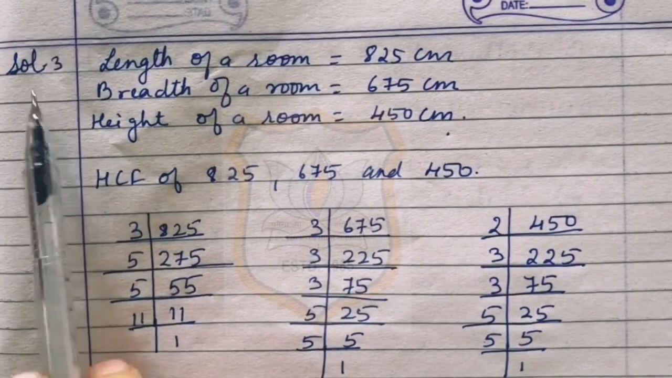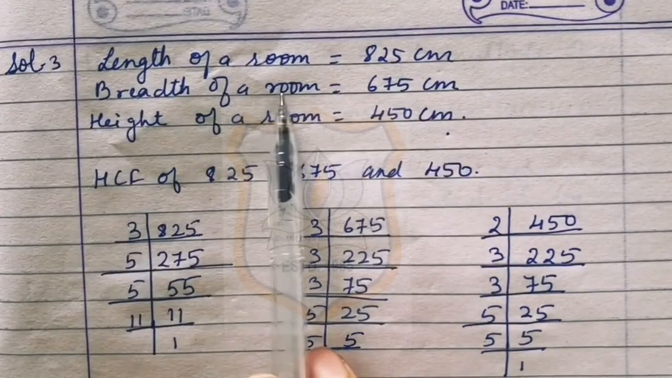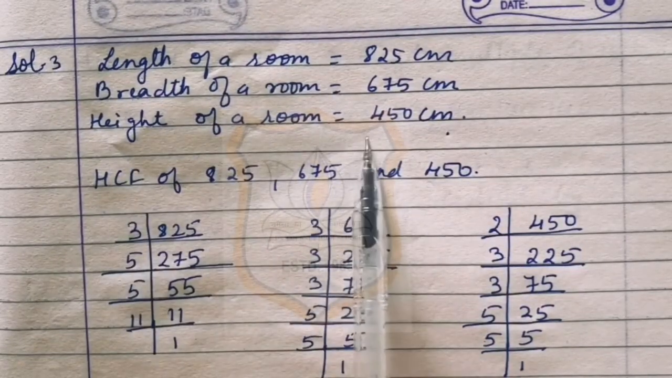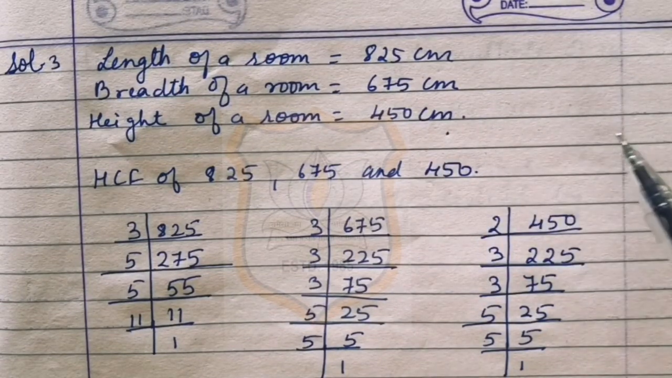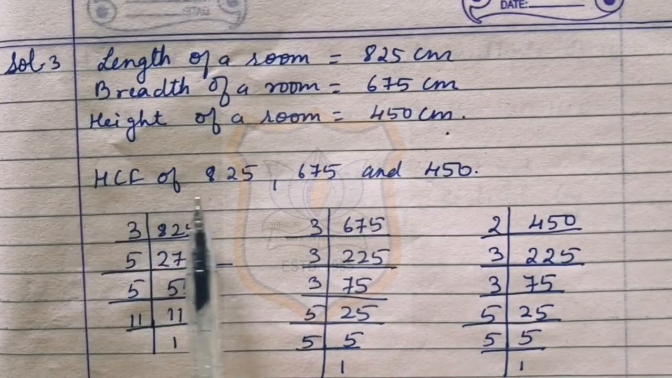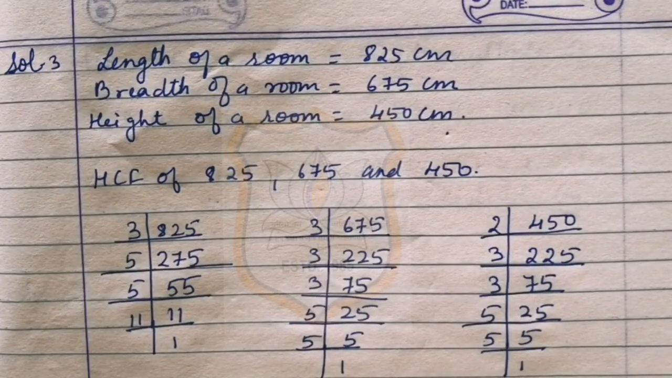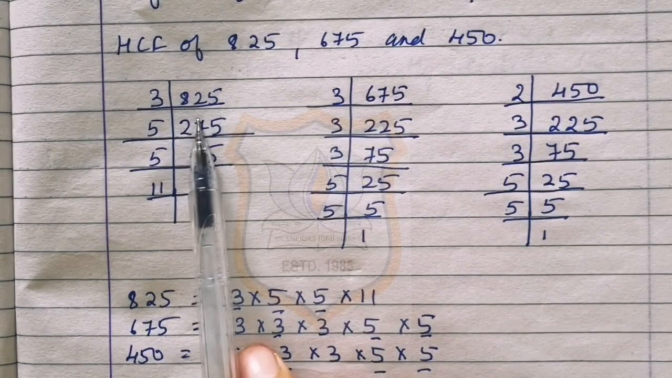Solution for sum number 3. Length of a room is equal to 825 centimeter. Breadth of a room is equal to 675 centimeter. Height of a room is equal to 450 centimeter. This was given in the question. Now we have to find out the HCF of 825, 675 and 450. For this, first we have to find out the prime factors of 825.